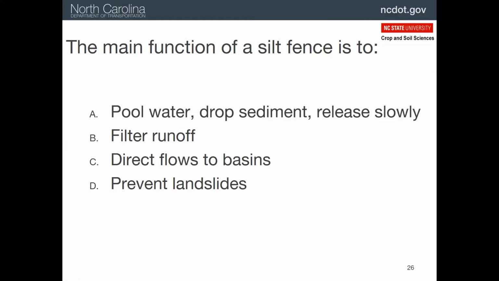So the main function of a silt fence is to do what? Pool water, drop sediment, release slowly, filter runoff, direct flows to basins, prevent landslides. Okay, well, hopefully you've heard me say this enough, and we're talking about pooling the water and then slowly releasing it.